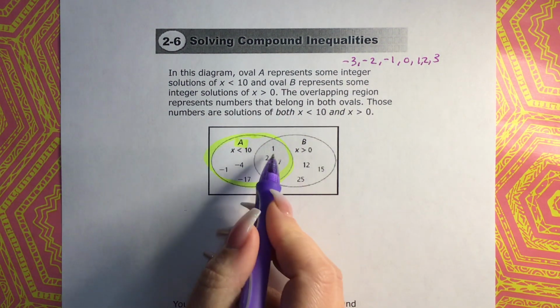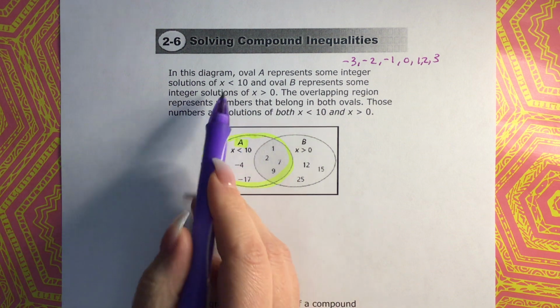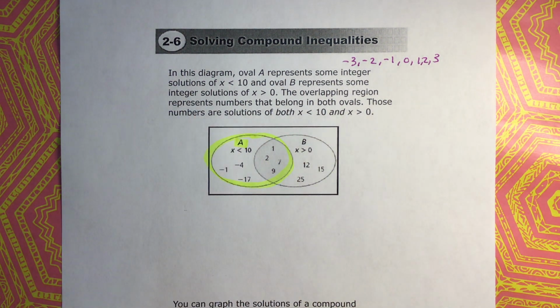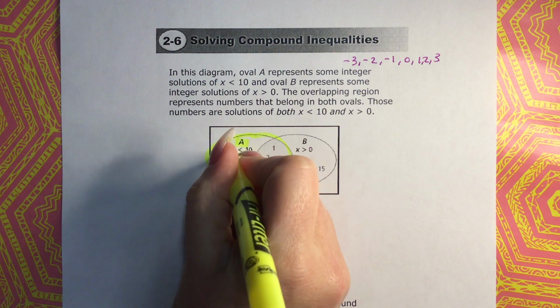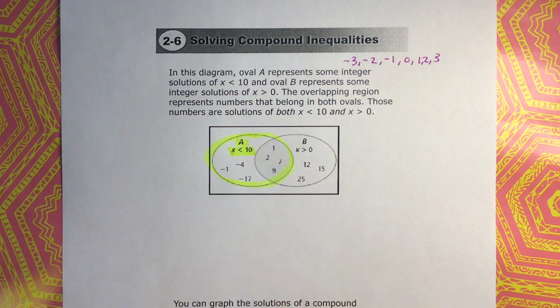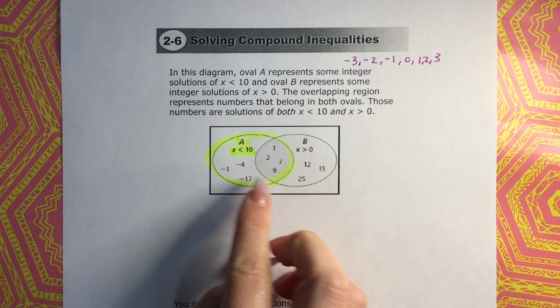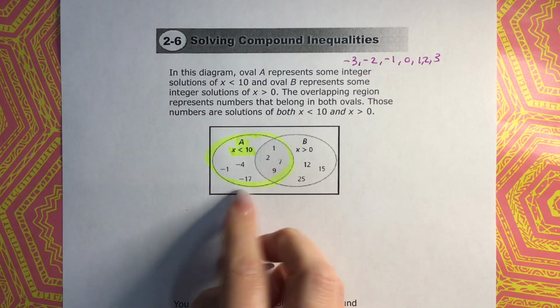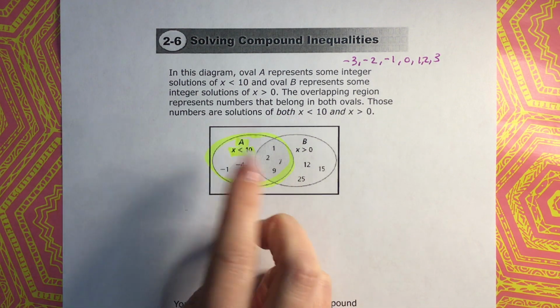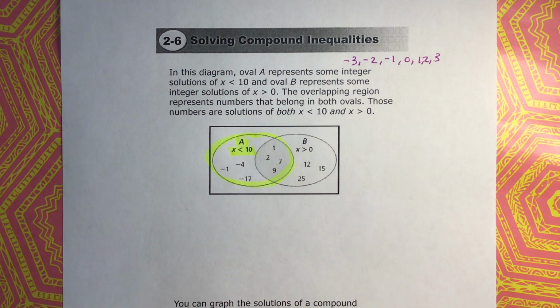So anything that's inside of this is a solution to x is less than 10. All right. And so let's look at these. -1, yeah, that's less. -4, yeah. -17, 1, 2, 7, 9. Yes, those are numbers that are all less than 10, okay?